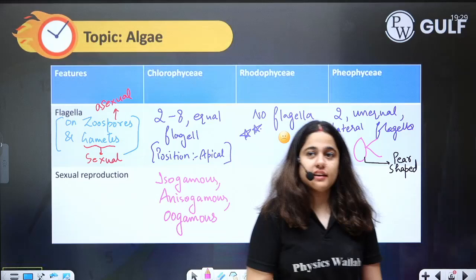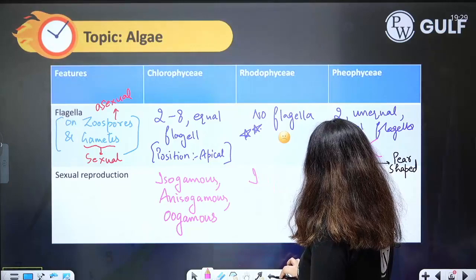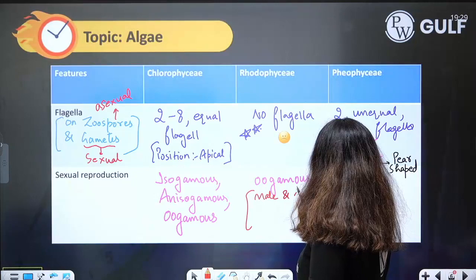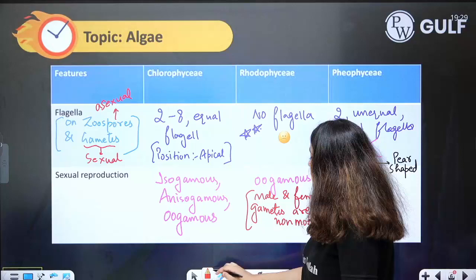Let's talk about Rhodophyceae. In Rhodophyceae, it is always oogamous, which is the most advanced type of oogamous. Remember, in Rhodophyceae, male and female gametes both are non-motile. Male and female gametes both are non-motile.